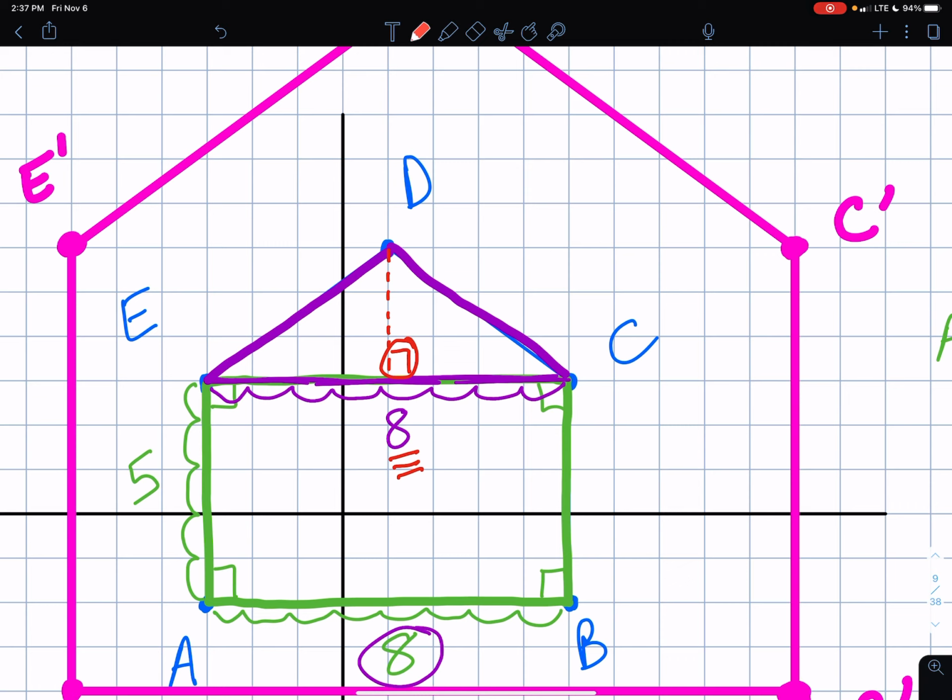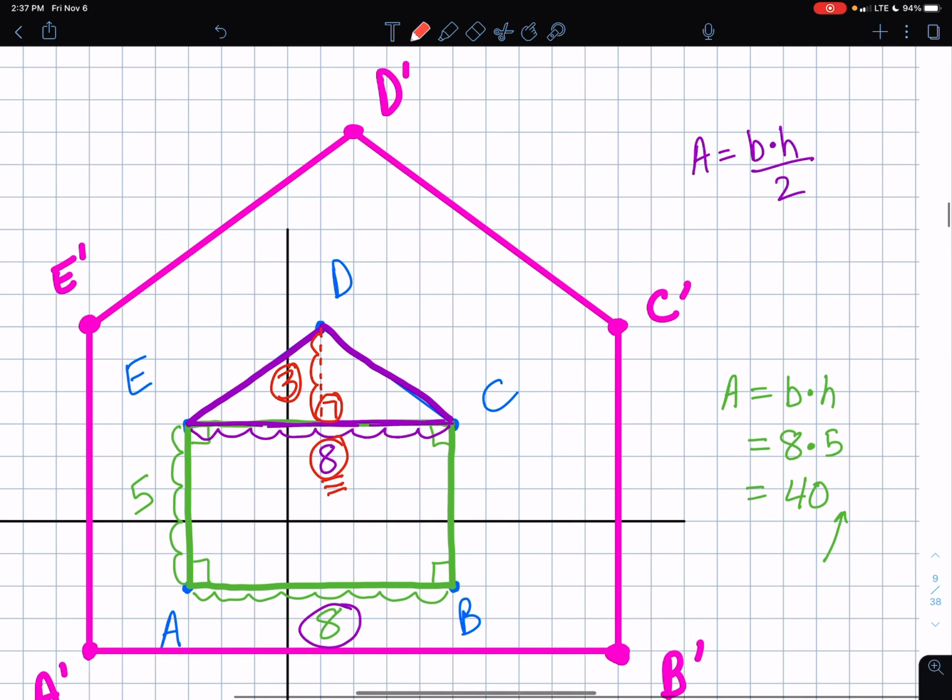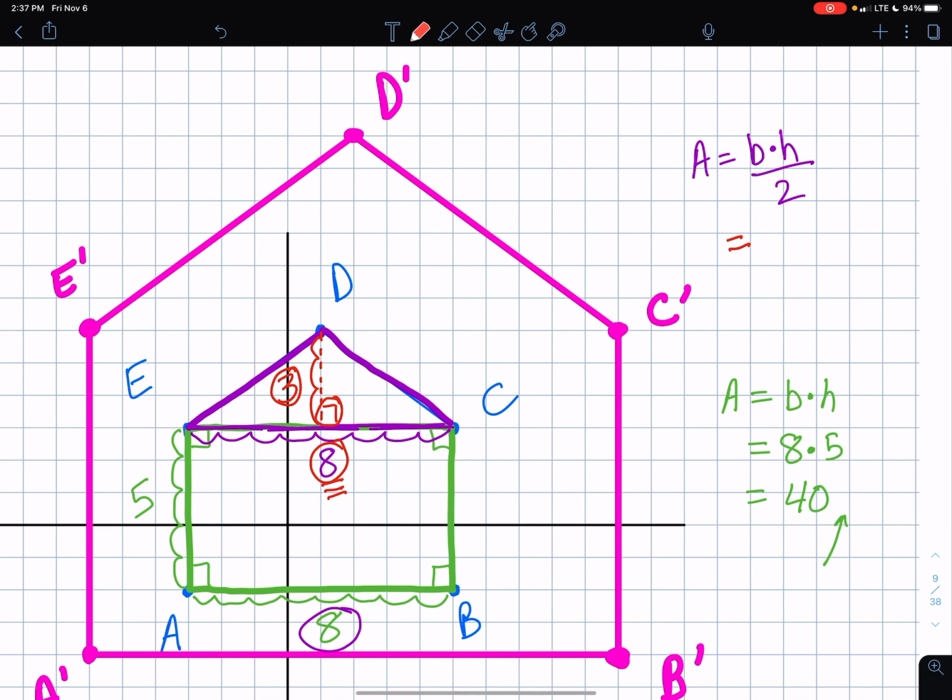And so awesome, we got our base, that is 8. If we count these units for our height, you'll see that is 3. So our base is 8 and our height is 3, and that's what we will use for our formula over here. That tells us it's 8 times 3, but with the triangle we've got to divide by 2. 8 times 3 is 24. Still got to divide by 2. 24 divided by 2 is 12. So our overall triangle area is 12, and our overall rectangle area is 40.